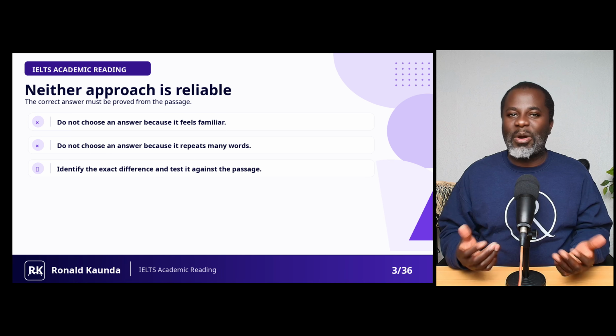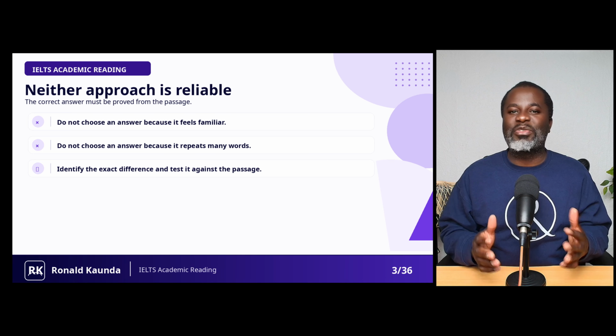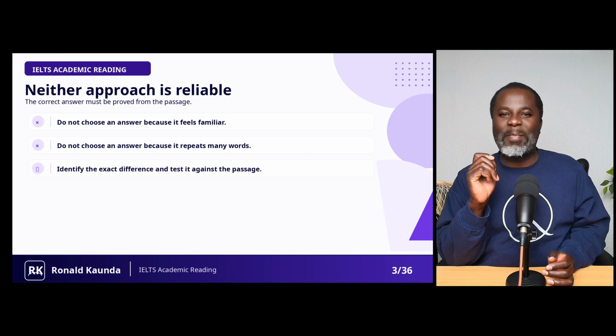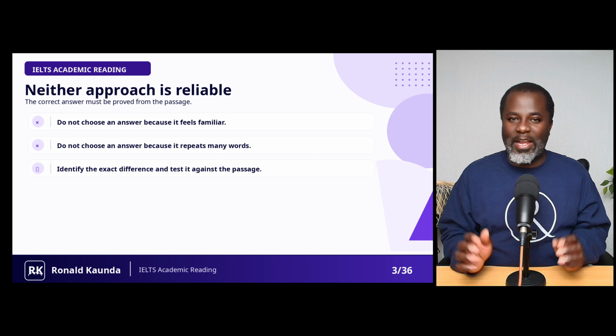You read the first option and think, aha, this could be the correct answer. Then you read the next option and think, actually, this could also be the correct answer. At that point, many candidates begin to guess which one to pick. And at that point, others choose the option that repeats the most words from the passage. However, neither approach is reliable.